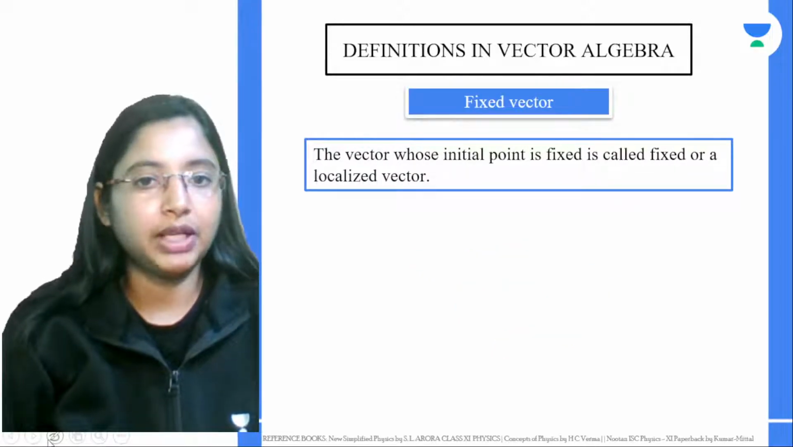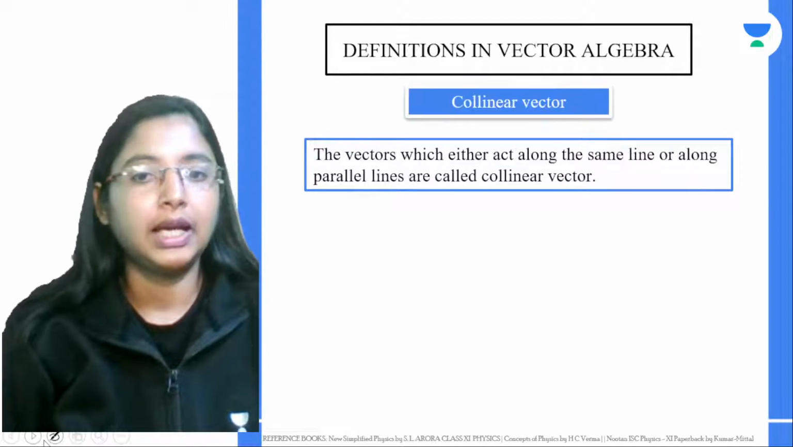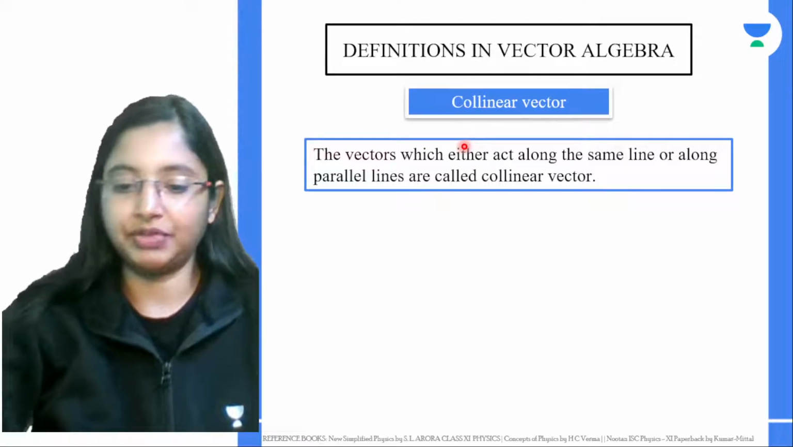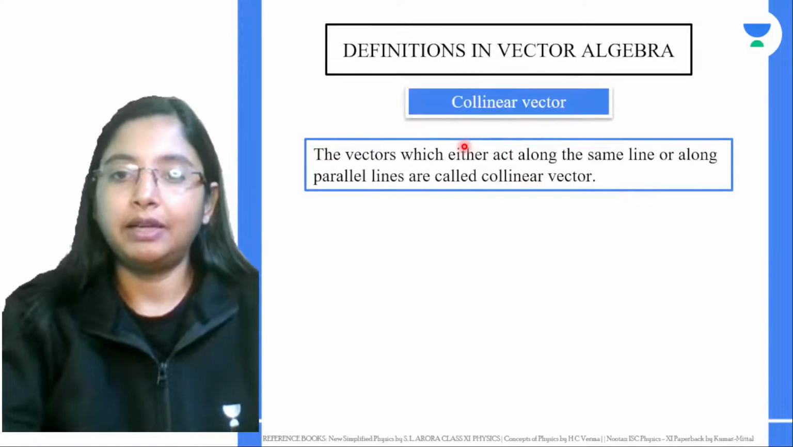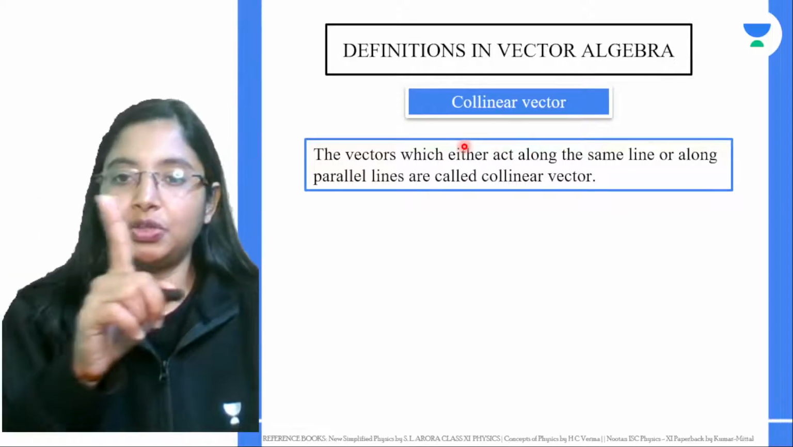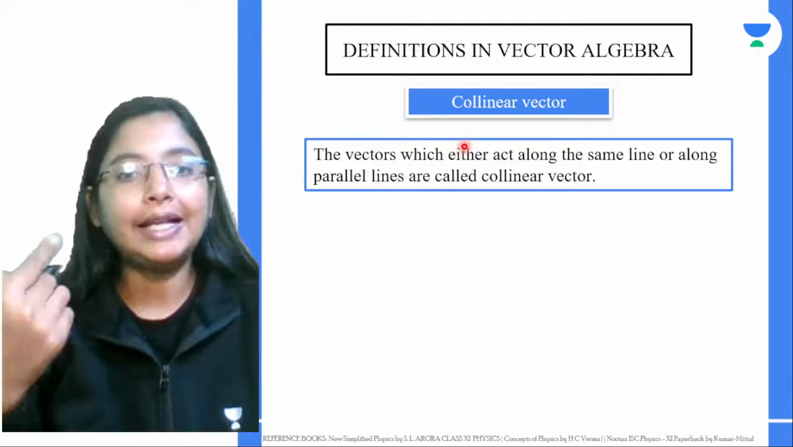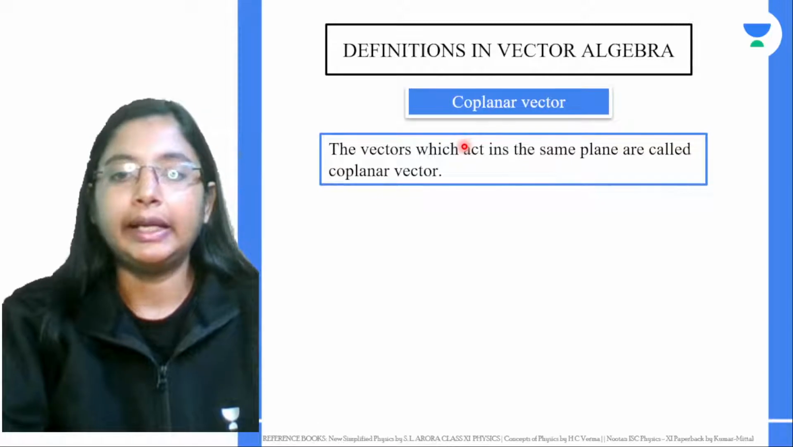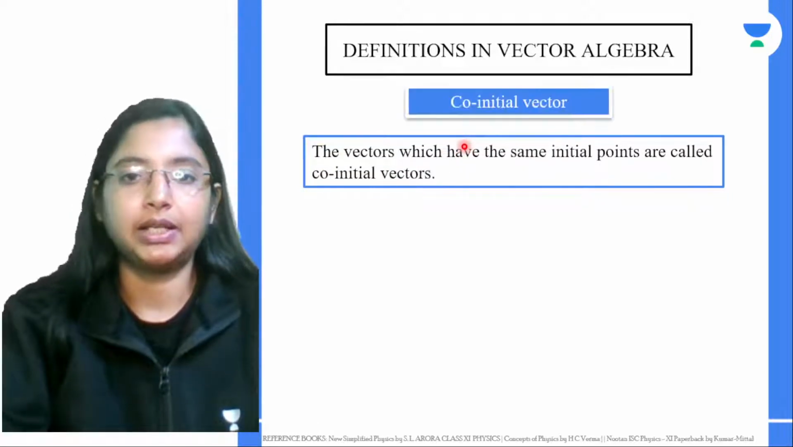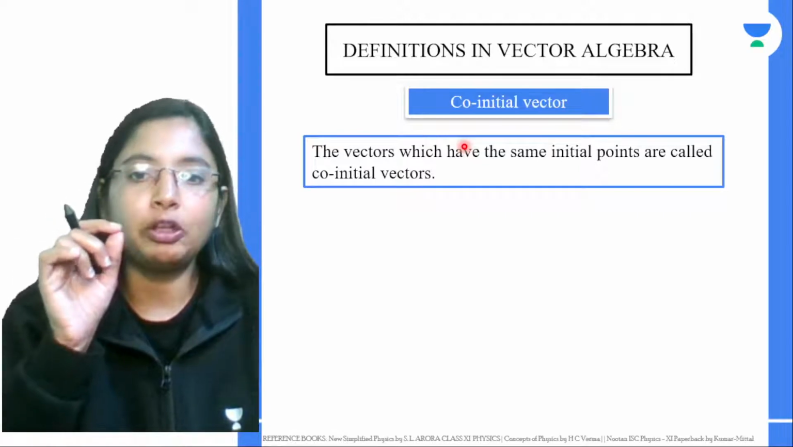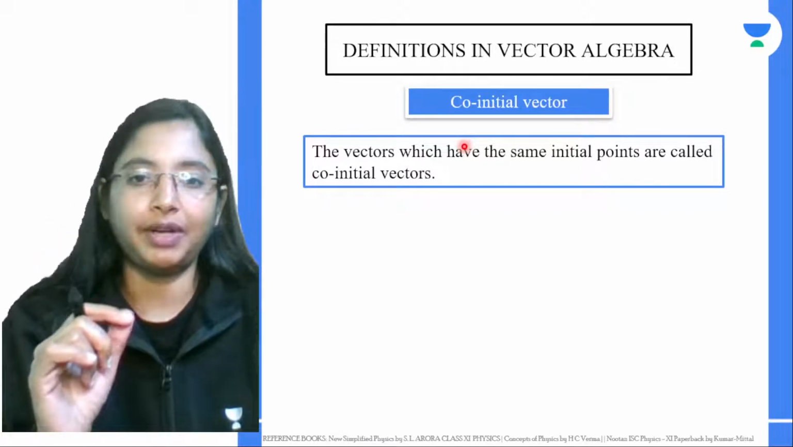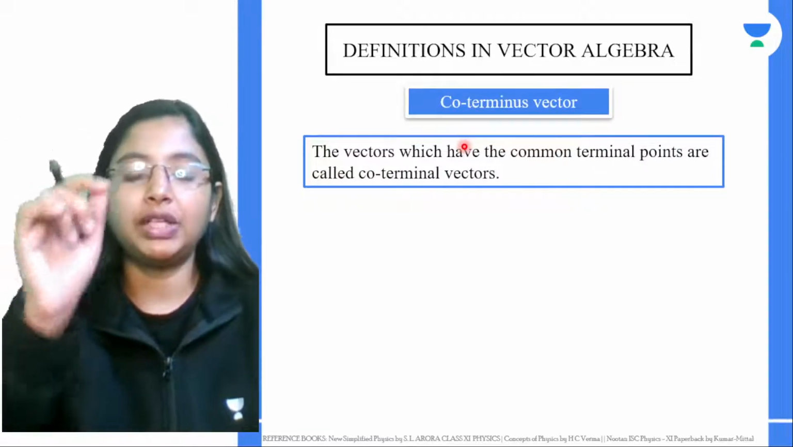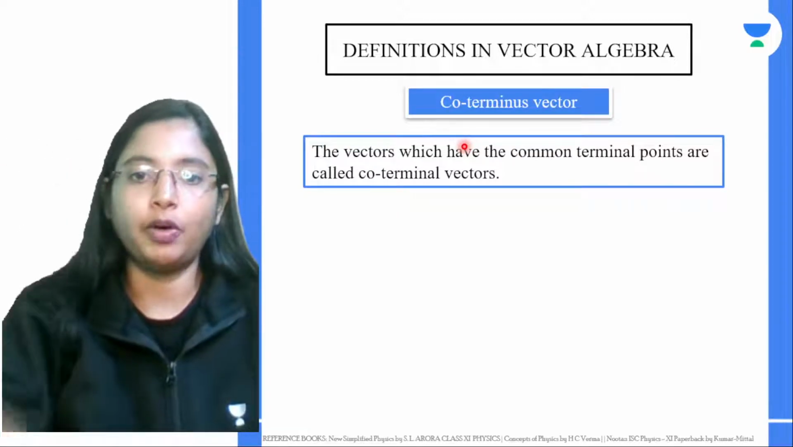Then we saw what fixed vectors and non-localized vectors are. Collinear vectors are of two types: one is parallel vector, another is anti-parallel vector. We have seen this as well. Parallel vector means their angle theta is zero, which means they're going in the same direction. Anti-parallel or unlike vectors means same magnitude but they go in different directions. Coplanar vectors means vectors in the same plane. Co-initial vectors means the starting point, the tail of the vectors, is at a single point if there are 2 or 3 vectors. Coterminus vectors means all the heads, the arrow points, are at the same point.